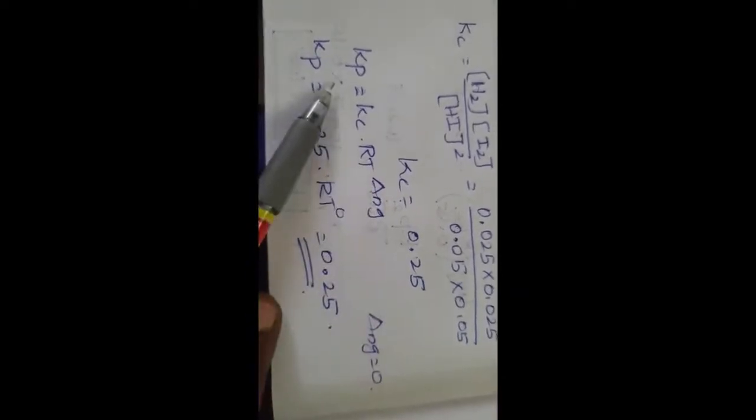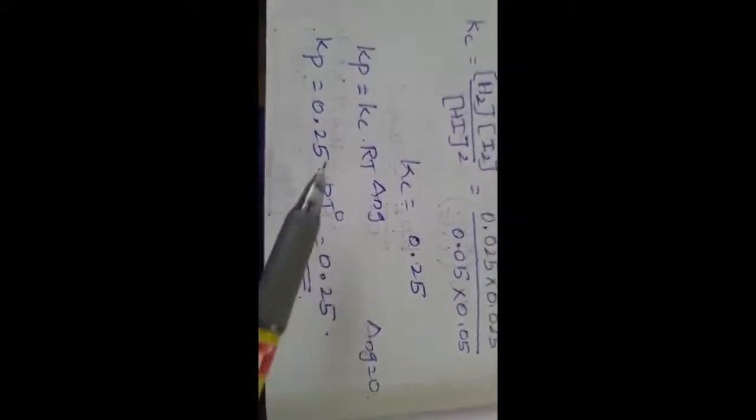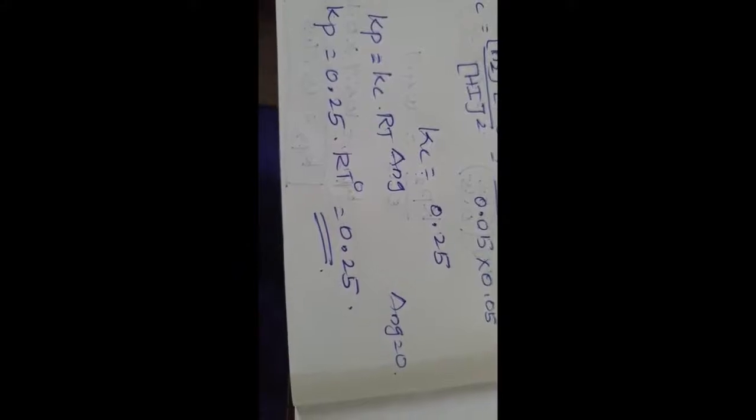So how to calculate Kp? Kp is equal to Kc into RT power delta Ng. Delta Ng is equal to 0. So RT power 0 is equal to 1. So Kp is equal to 0.25. So that is the answer for this question number 42.